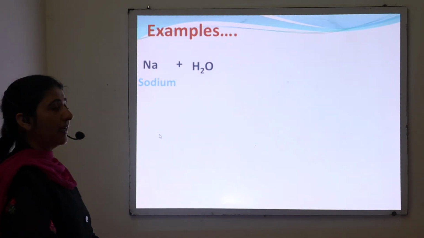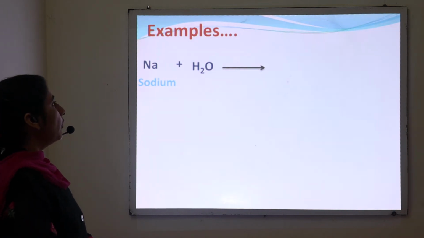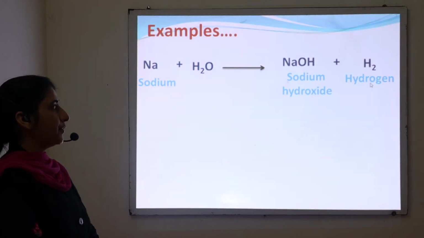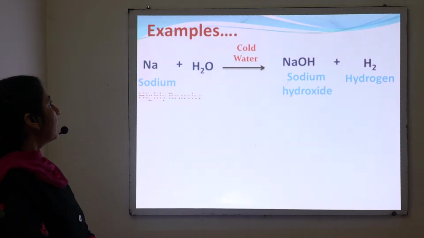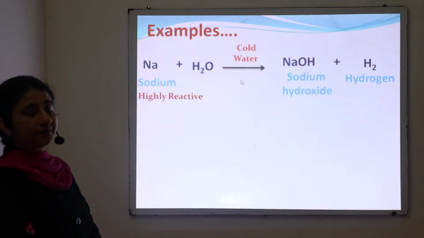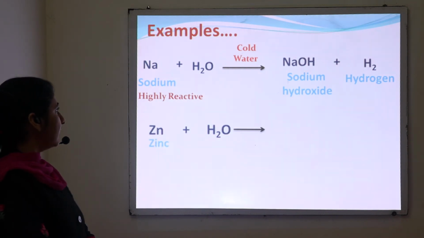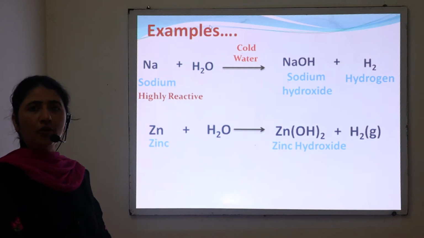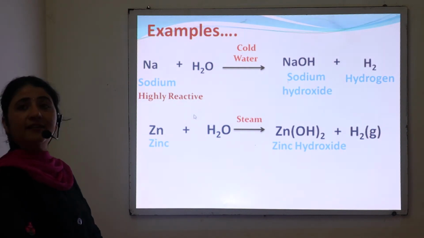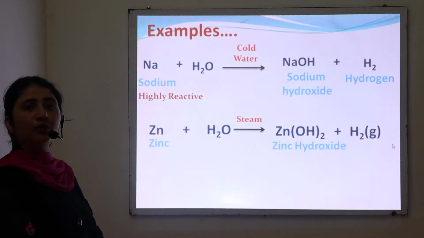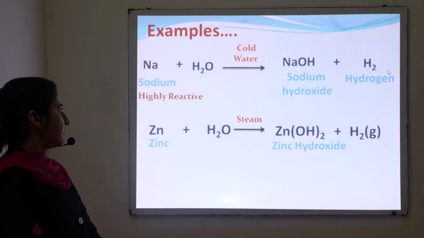So we have sodium metal, which is a highly reactive metal. When it dissolves in water, it forms sodium hydroxide and hydrogen gas. Due to the reactivity of sodium metal, sodium reacts with cold water to form hydroxide. Whereas zinc, when it reacts with water, does not dissolve in cold water. Generally it reacts with steam, meaning hot water, to form zinc hydroxide with the evolution of hydrogen gas.